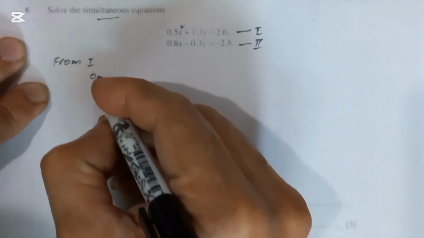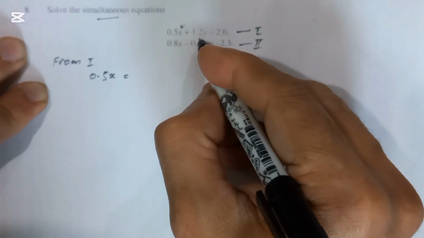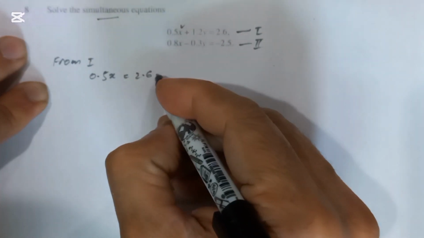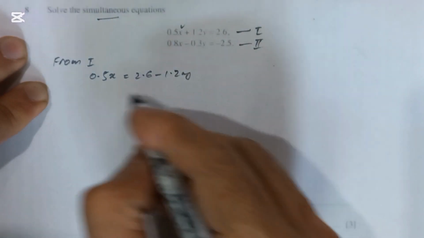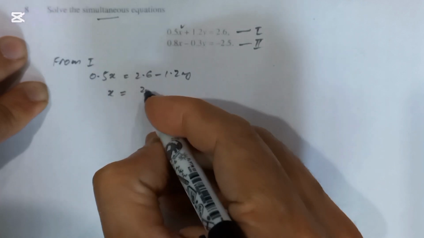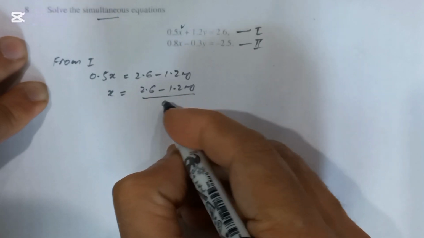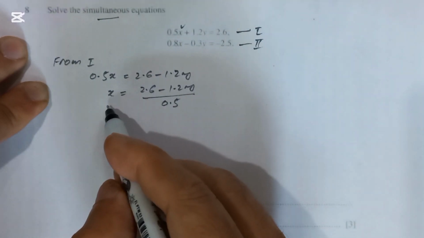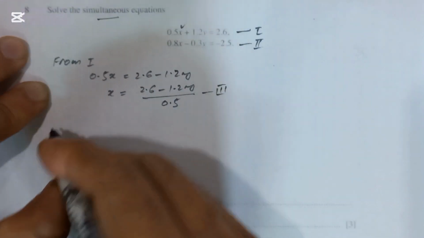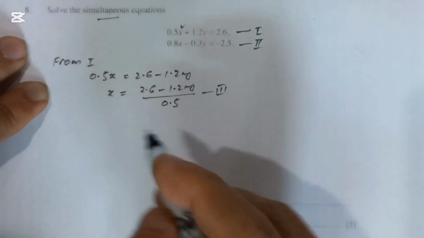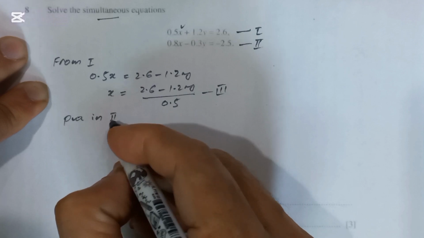So 0.5x will be left on the left side, and shift this 1.2y to the right side. So it will become 2.6 minus 1.2y. And now shift 0.5 to the right side. We will have x as the subject. So x equals 2.6 minus 1.2y, whole divided by 0.5. Now you can clearly see x has become the subject. Call this equation number 3 and put it in equation 2, because we have taken this from equation number 1, so we have to put it in equation number 2.